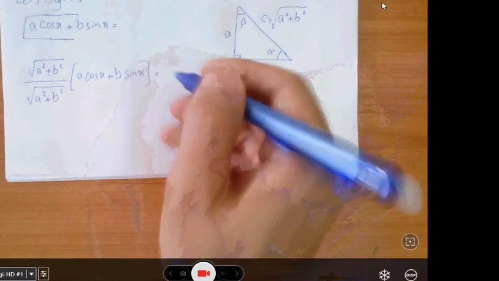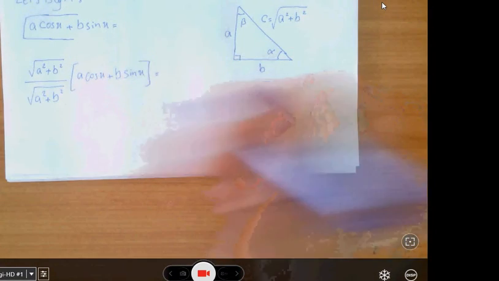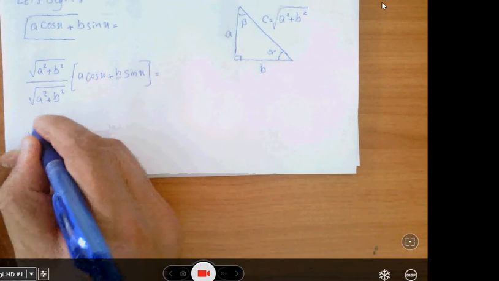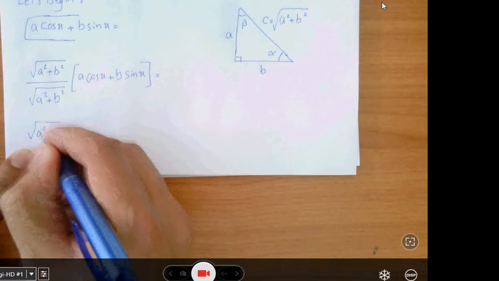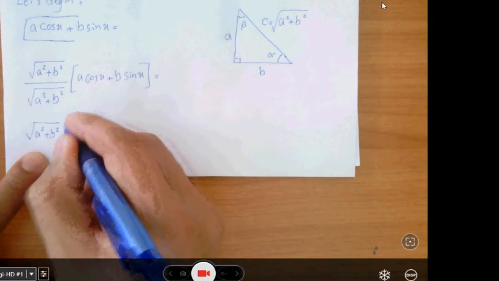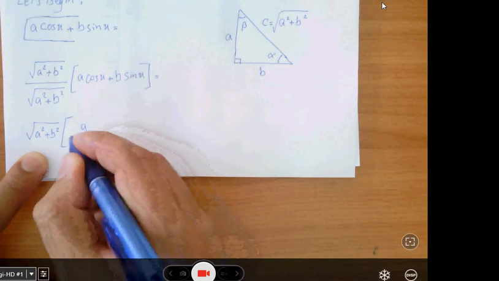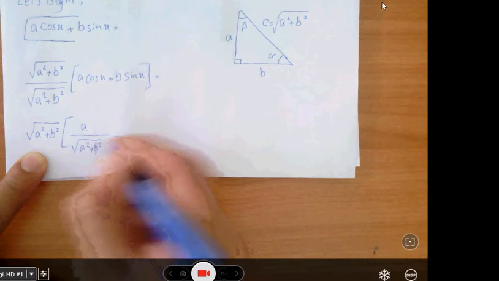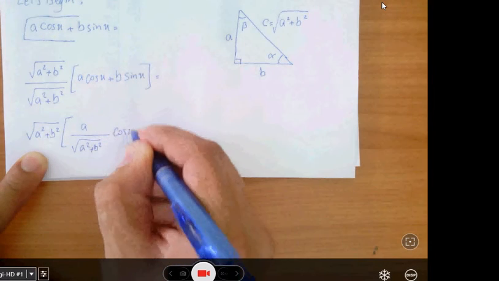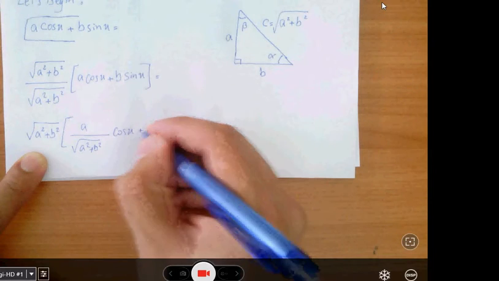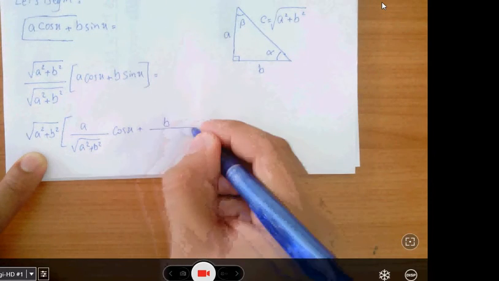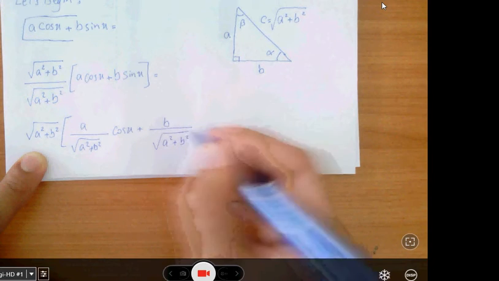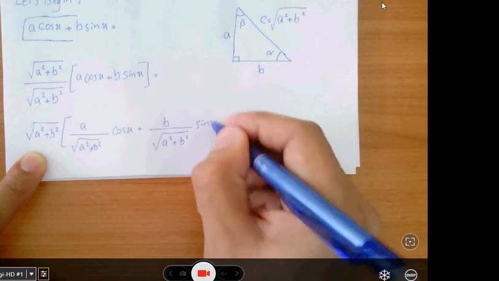Let's do this now. I want to go ahead and take the denominator in, leave the numerator out. So I got square root of a squared plus b squared, brackets, a over square root of a squared plus b squared, cosine of x, I'm distributing this, plus b over square root of a squared plus b squared, sine of x. Very good.